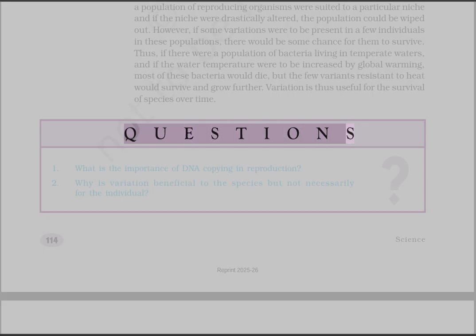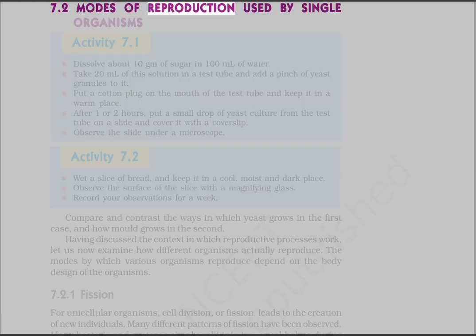Questions. 1. 2. What is the importance of DNA copying in reproduction? Why is variation beneficial to the species but not necessarily for the individual? Science 114. 7.2 Modes of reproduction used by single organisms.